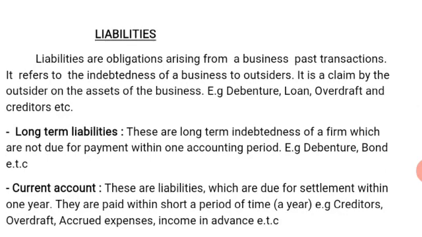Liability is a claim by the outsider on the assets of the business. That is, the amount owing by the business to the outsider is what we refer to as liabilities. Examples of liabilities include debenture, loan, overdraft, creditors, etc.